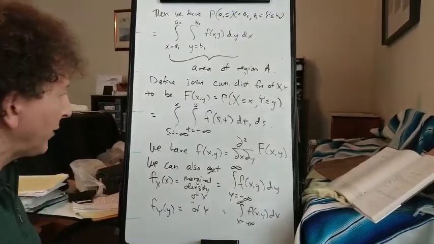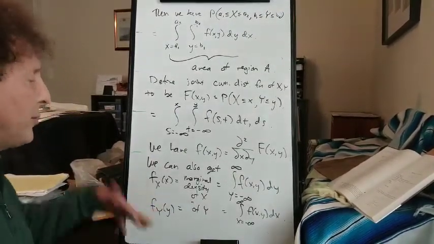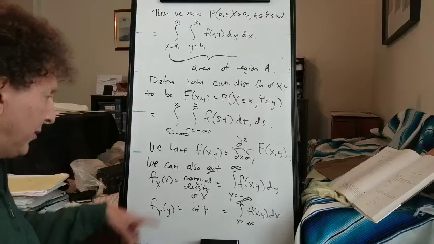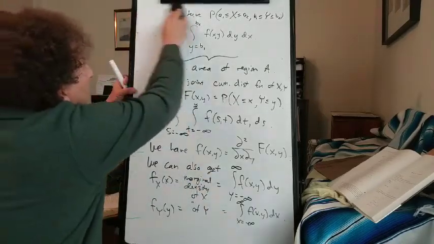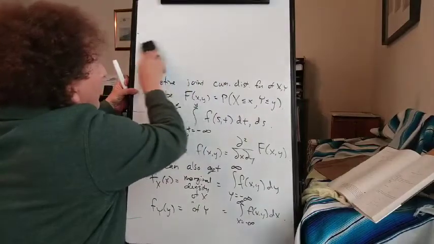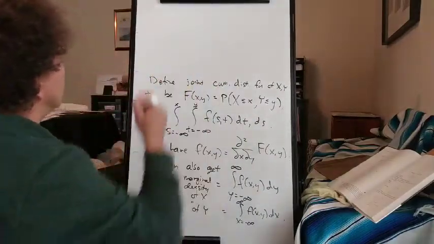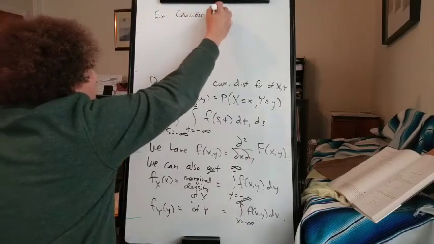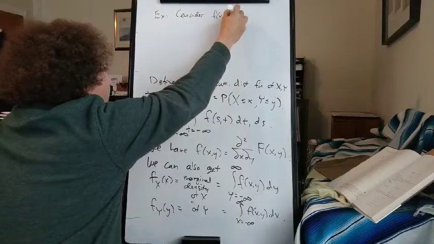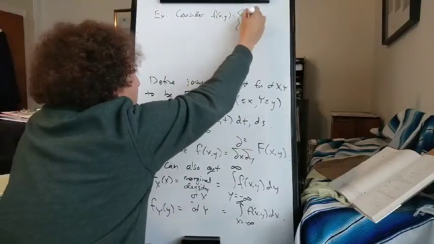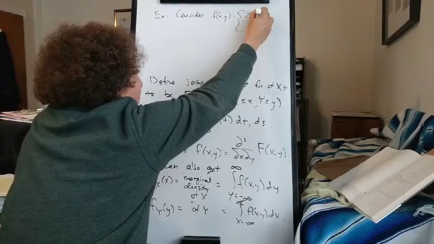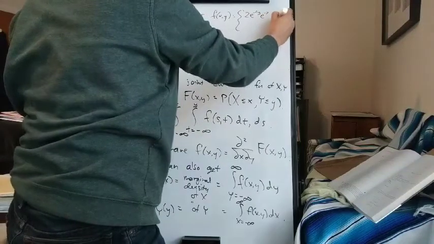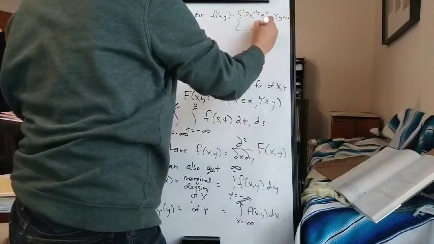Alright, so let's do an example with a joint density function and compute a couple probabilities and compute the marginal densities of x and y. So let's consider f of x, y equal to 2e to the negative 2y e to the negative x if x and y are greater than 0 and 0 otherwise.